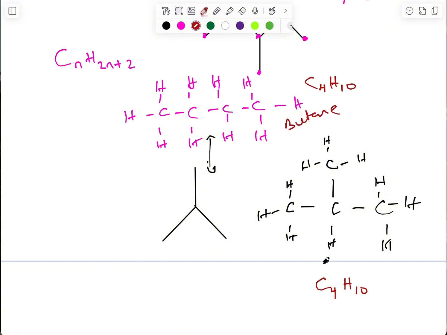But let's see what the name of this one is. I told you to count the longest carbon to carbon chain. There is 1, 2, 3. There is 1, 2, 3. There is 1, 2, 3. So it is a 3 carbon to carbon chain.